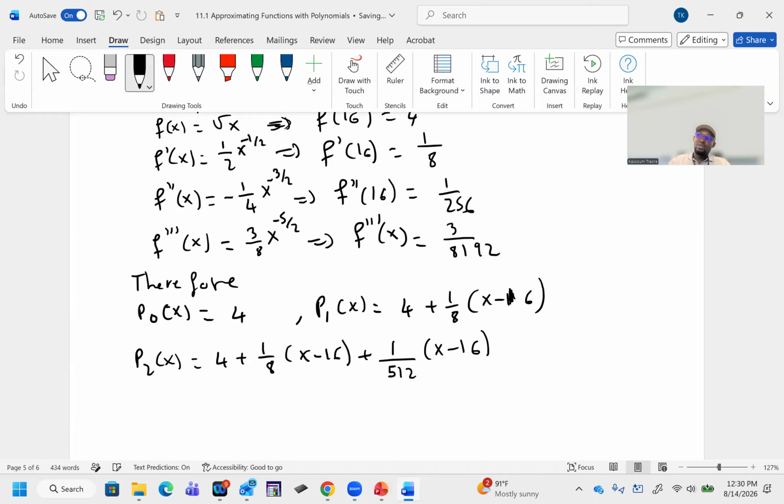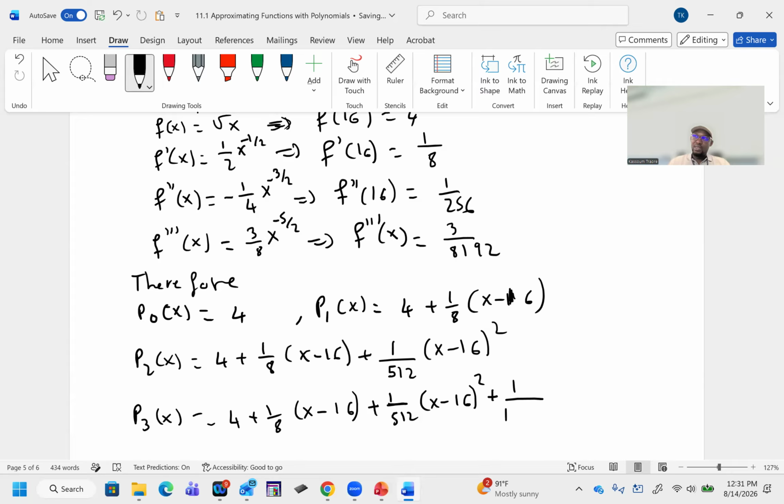x minus 16 squared. Then finally, P sub 3 of x, which contains all of these three, 4 plus 1 over 8 x minus 16 plus 1 divided by 512 x minus 16 squared plus 1 divided by 16,384 x minus 16 cubed. Okay.